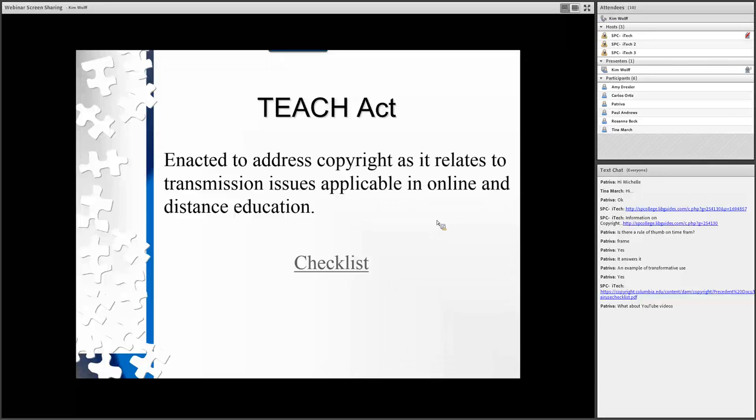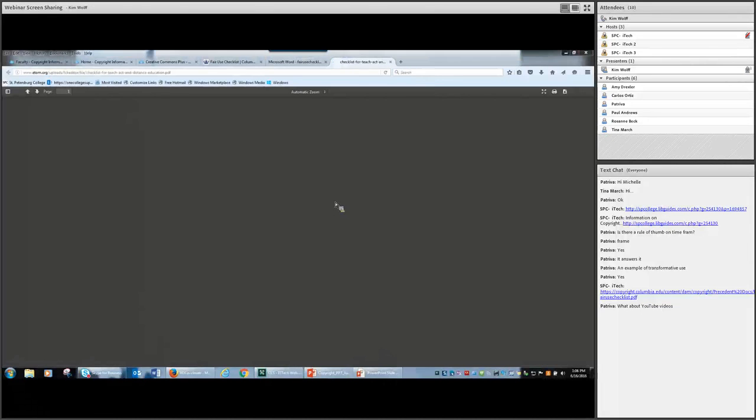online instruction. So there are some provisions of the TEACH Act that are out there, but there also are a lot of conditions. Under the TEACH Act, we are able to use some digitized materials in our online classes or through the provision of online materials that are covered under this act, but where they may not be covered, we may also have the fallback of fair use. I think if we open up the checklist, it will give us a good idea of what is required in order to use the TEACH Act.